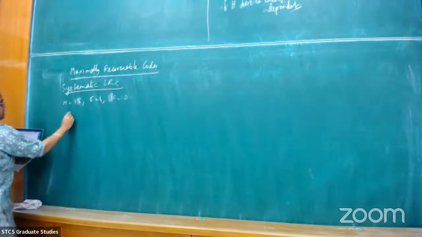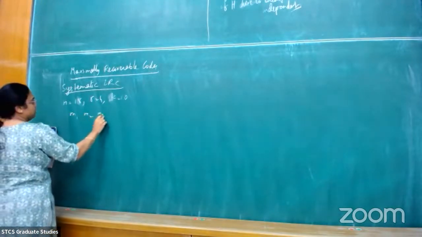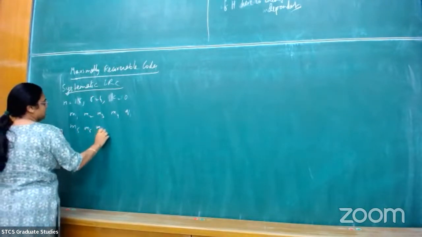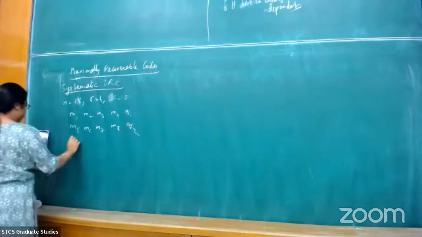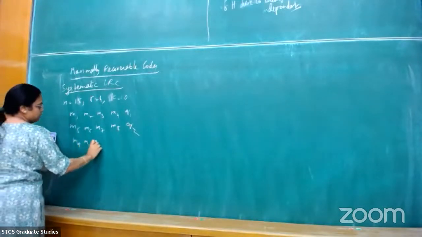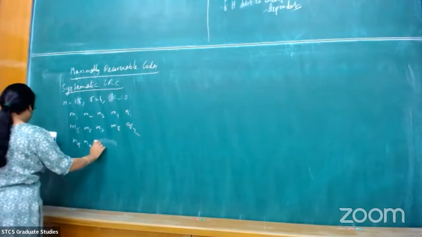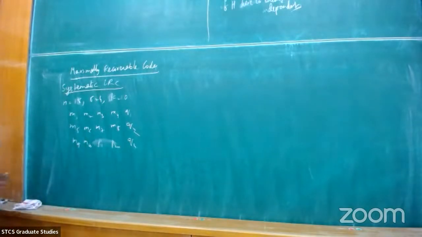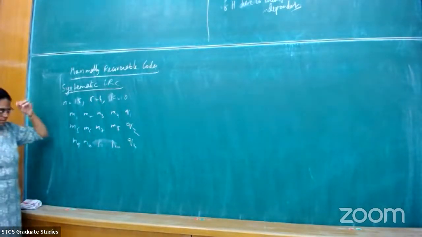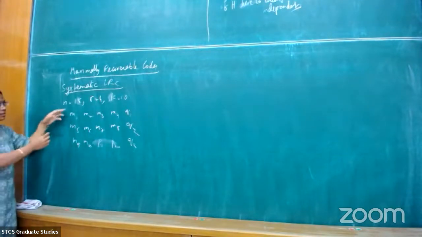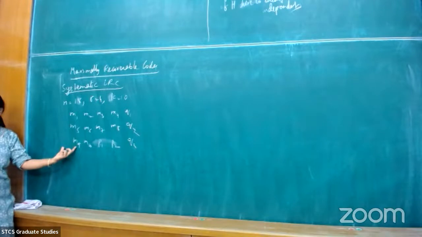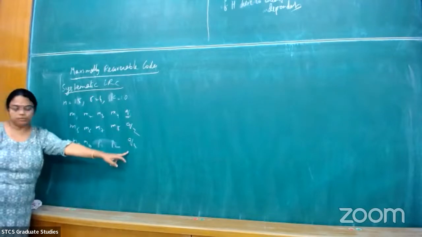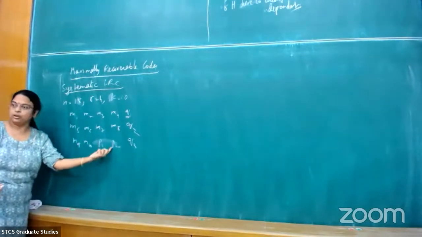So I'll just call these M1, M2, M3. This is one structure of a systematic LRC where k equals 10. So I'll have 10 message symbols and the whole thing. Q1, Q2, Q3 are local parities, and P1, P2 are global parities.